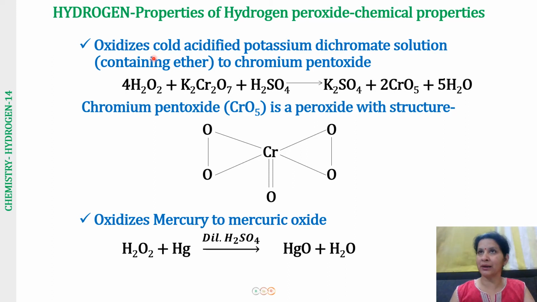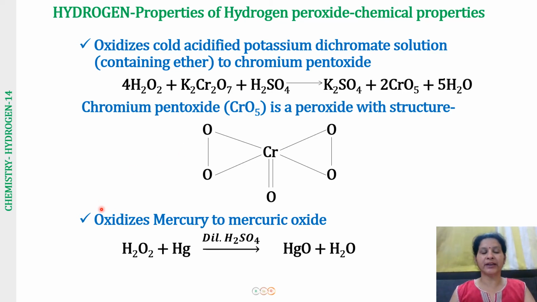Because you're going to see one more reaction, and in that reaction, the temperature is going to be normal, and the product formed is going to be different. Now chromium pentoxide, as I told you, is a peroxide with a butterfly-like structure. You can see chromium in the center. There are two peroxide linkages present in this molecule, and this is a butterfly. Chromium is the head of the butterfly, and these are the two wings. This is a very important structure which is asked in the examination very frequently, and you have to remember it very well.